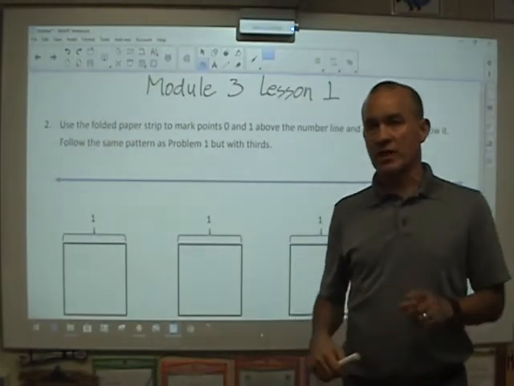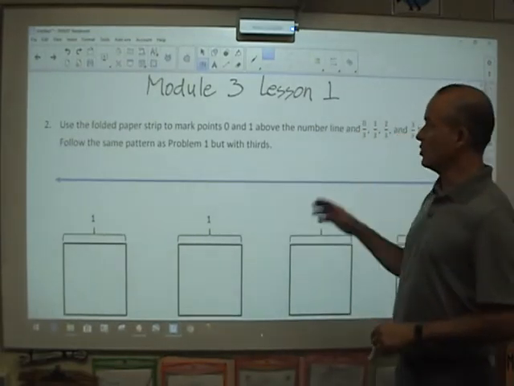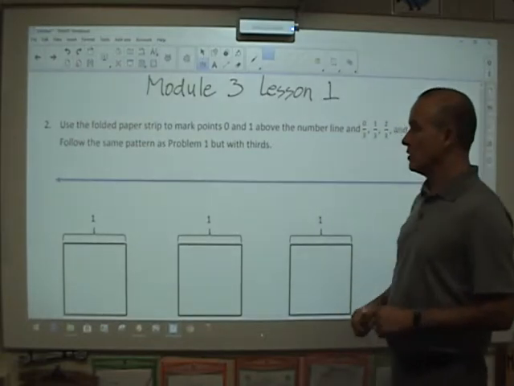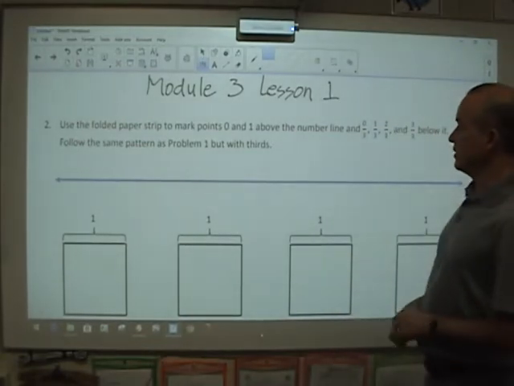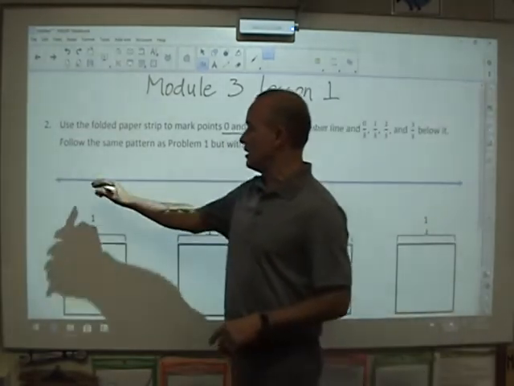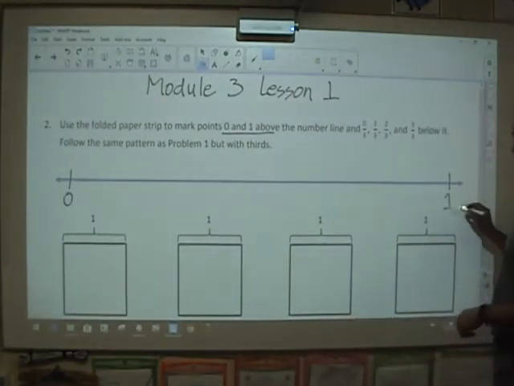We are broadcasting from Gravity 2 and today we are looking at Module 3 Lesson 1, and we're going to follow the instructions here. These instructions are asking us to set these points on the number line. So this is 0 and 1 should be here at the end.